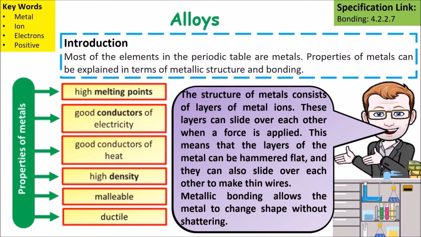The structure of metals consists of layers of metal ions. These layers can slide over each other when a force is applied. So metal can be shaped, or is referred to as being malleable.